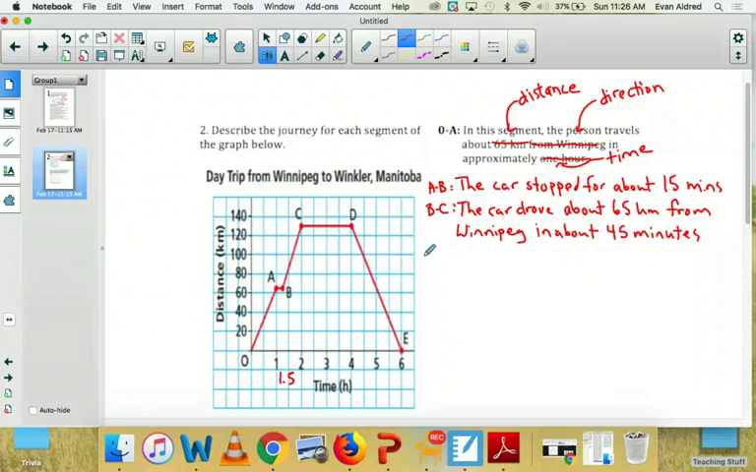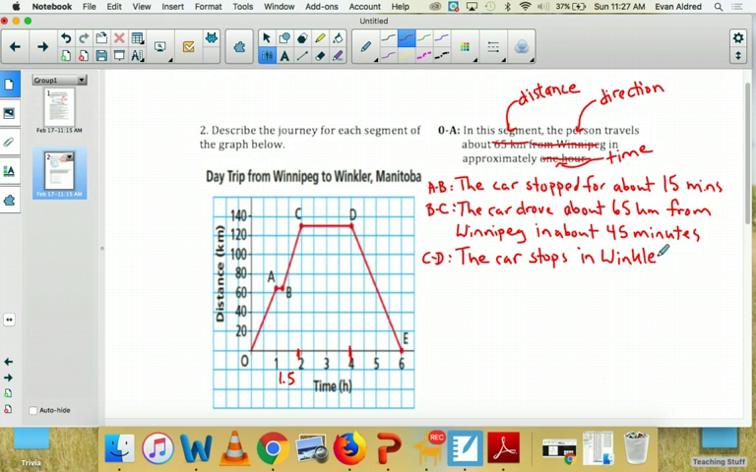So now we go from C to D and we're faced with another horizontal line. And that means the same thing. The distance isn't changing. They are stopped. We know that they're in Winkler because that's as far away from Winnipeg as they're going to get. So we would just say the car stopped in Winkler and they start at 2 and they end at 4, so they're there for 2 hours.